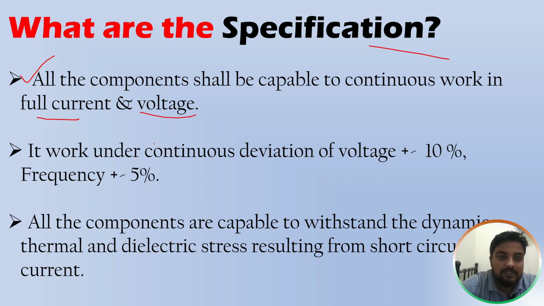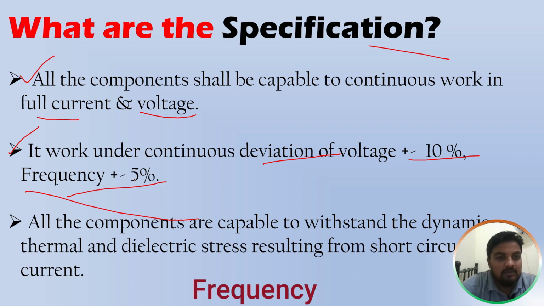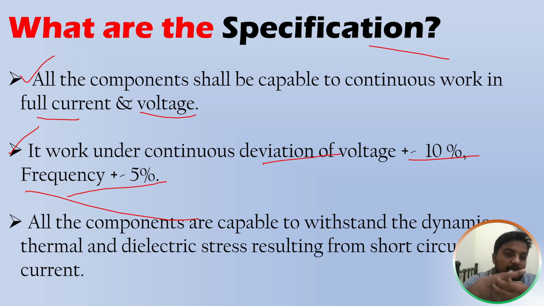So the first specification is the system should work in any case. That is, full load, full current, continuously available for 24 hours, it should work. The second, if any malfunction happens, under the continuous deviation of voltage plus or minus 10% or plus or minus 5%, it should work. If anything happens in the system, any switching device or anything, there is a deviation in the voltage plus or minus 10%, still your capacitor bank has to work.